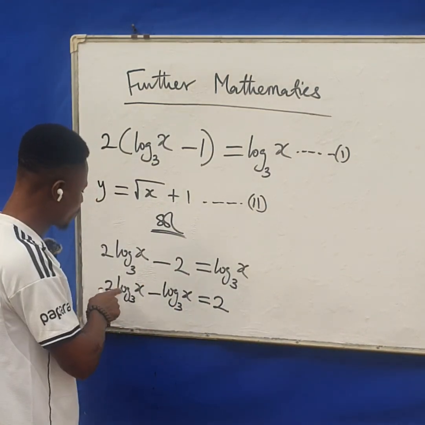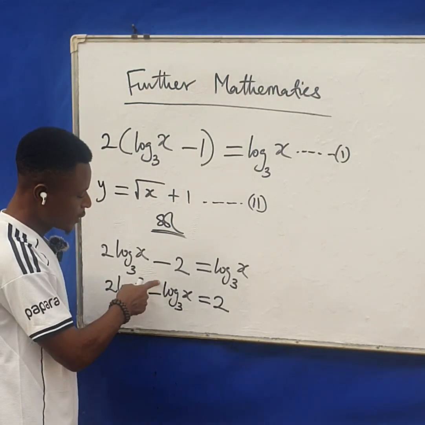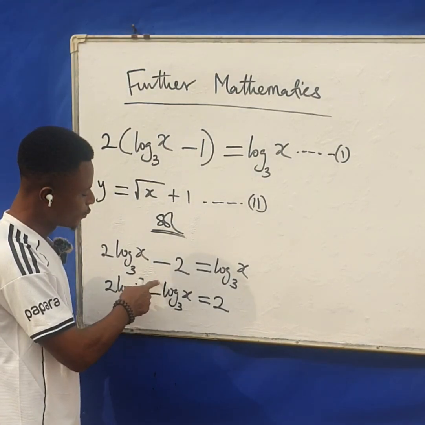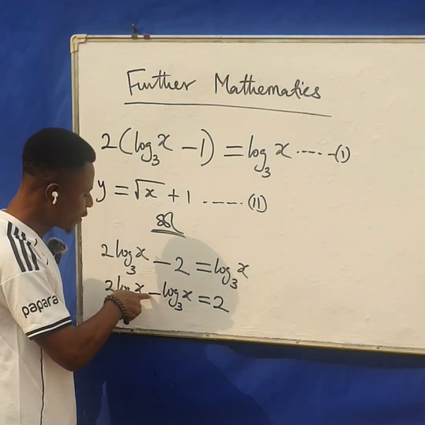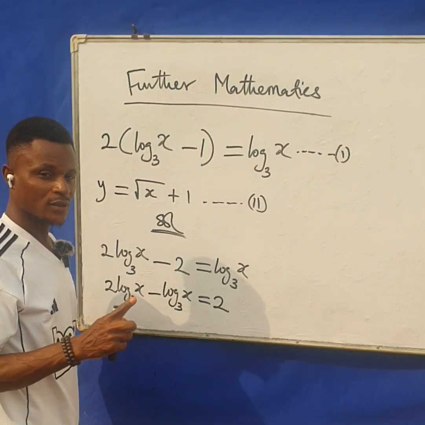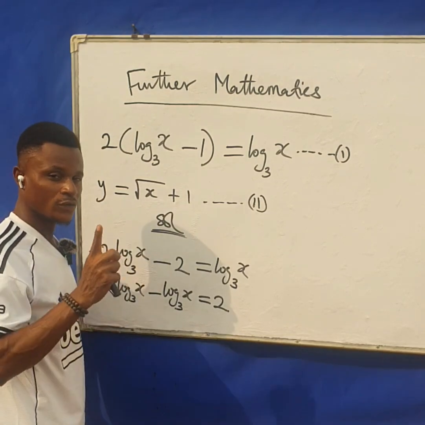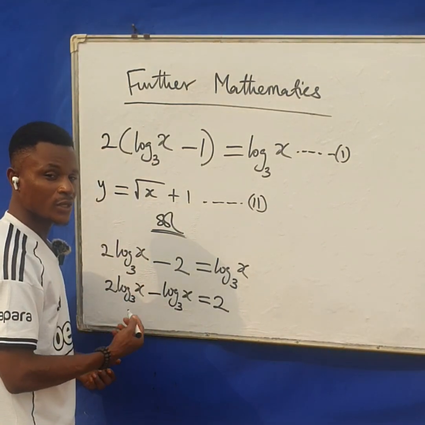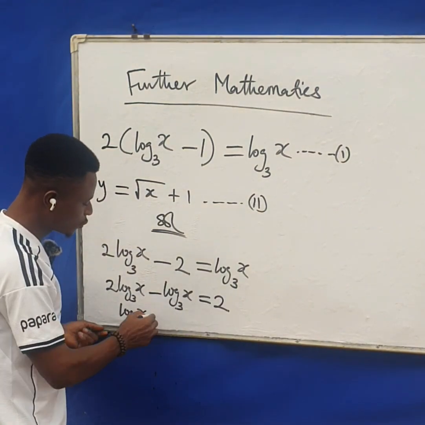Now, we have 2 log x base 3 minus log x base 3. This log doesn't have any number in front of it. So anytime you don't see a number in front of the log, it means the number is 1. So this is the same thing as saying 2 log x base 3 minus 1 log x base 3, and that will give us 1 log x base 3. Are you getting me? Just assume there is an invisible 1 here. 2 minus 1 will give us 1. Then log x base 3. And 1 log x base 3 is the same as just log x base 3. So we have log x base 3, then equal to this 2.